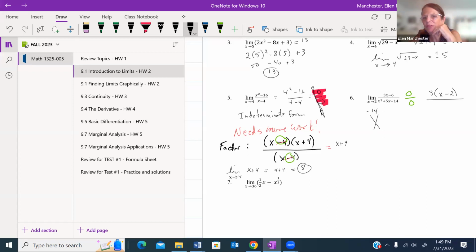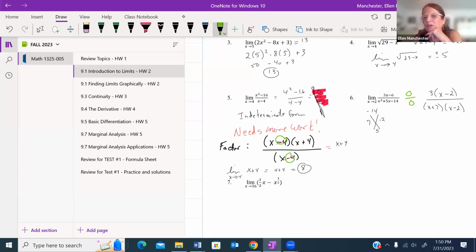I get a negative 14 on top, a positive 5. What are the factors of negative 14? I have 7 times 2. One of them has to be negative. Since my middle number is positive, my smaller number over here has to be negative. So the bigger number is going to match your middle sign. So this one is x plus 7, x minus 2.